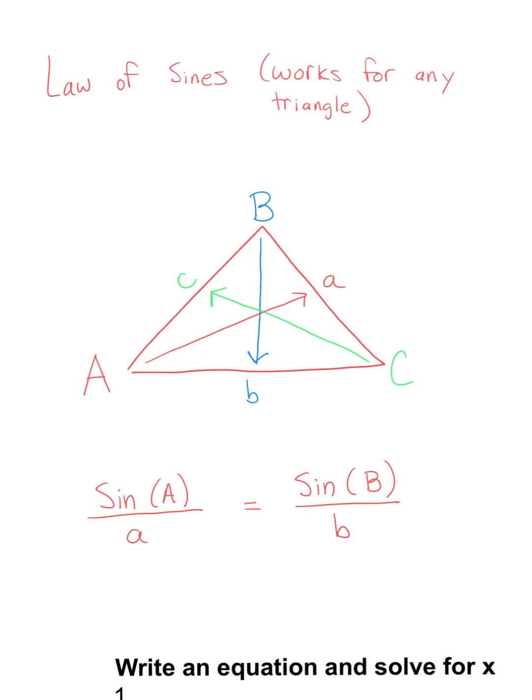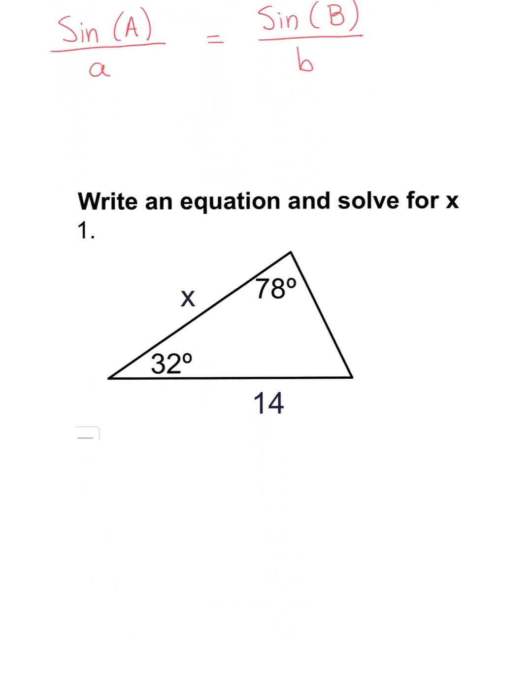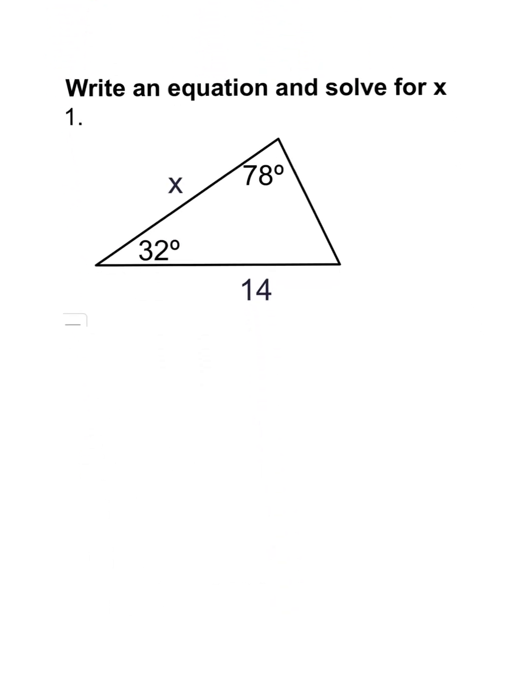Okay, let's apply that to this picture right here. This is not a right triangle, so we can't use Pythagorean's theorem, we can't use SOHCAHTOA. We do, however, have an angle and its opposite side. That tells us we can use the law of sines. So in our first ratio, we want both the givens. So the sine of our angle, 78, over its opposite side, 14.